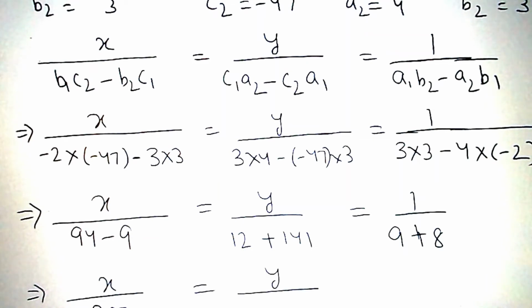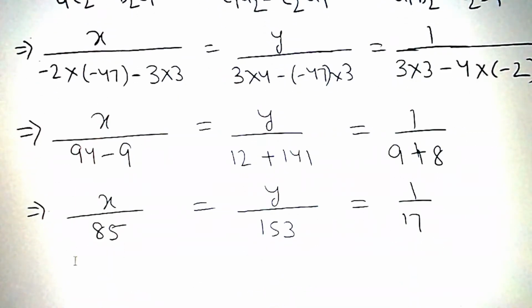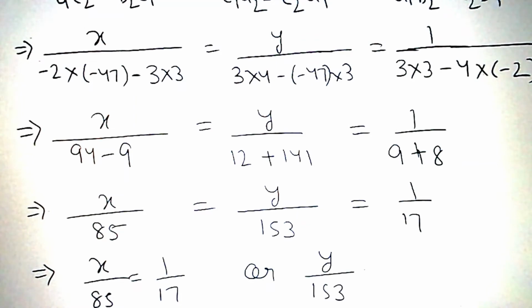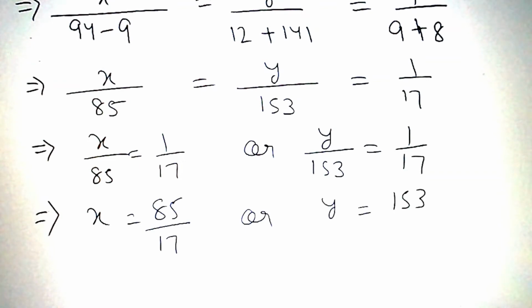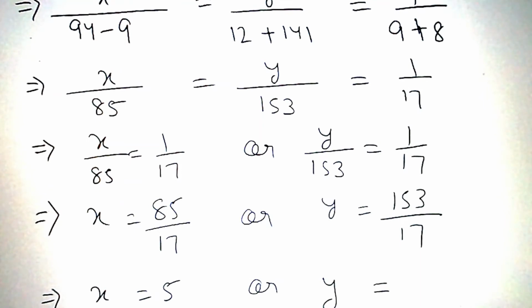x/85 is equal to y/153 is equal to 1/17. x/85 is equal to 1/17 or y/153 is equal to 1/17. Therefore, x is equal to 85/17 or y is equal to 153/17. That is, x is equal to 5 or y is equal to 9.